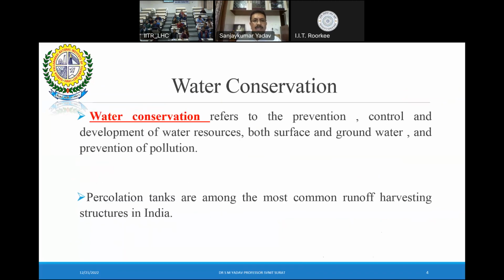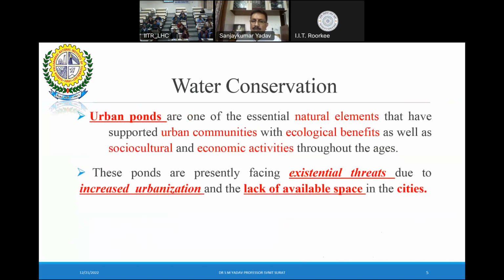how they are regenerated in India. So all are aware with the term water conservation, which refers to the prevention, control, and development of water resources, both surface and groundwater, and prevention of pollution. Percolation tanks are among the most common runoff harvesting structures in India. Urban ponds are one of the essential natural elements that have supported urban communities with ecological benefits as well as socio-cultural and economic activities. These ponds are presently facing extinction threats due to increased urbanization and lack of available space in the cities.